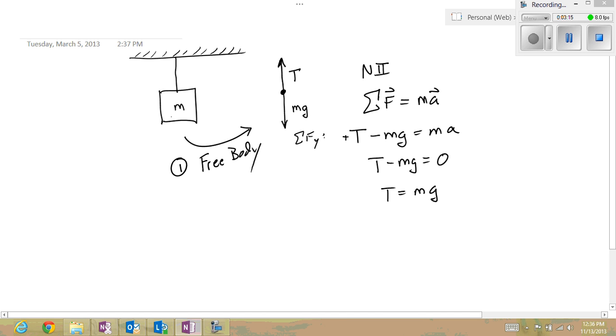This is the simplest possible case, and we'll see how this gets more complicated when we add additional pieces to the system, but the process is exactly the same. So step 2 here was to write Newton's second law for our system. So that was 2, and then 3 is solve mathematically. So we'll see this again on the next example.